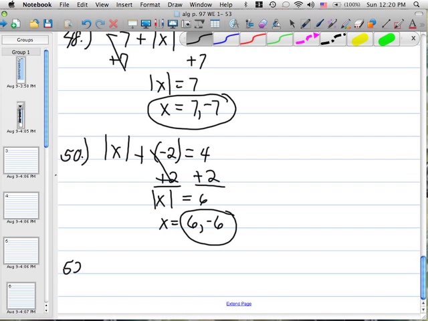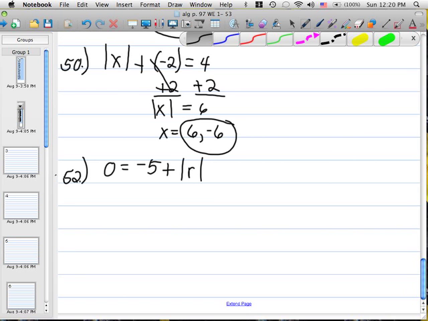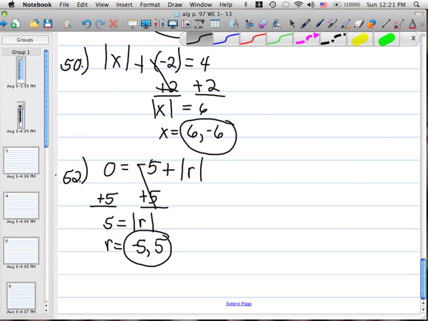52. 0 equals negative 5 plus the absolute value of r. Get the absolute value of r by itself. We're going to add 5 to both sides. So we have 5 equals the absolute value of r. There are two numbers whose distance is 5 from 0. So r could equal negative 5 or 5.